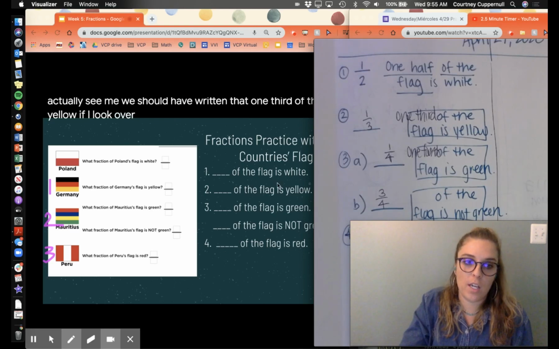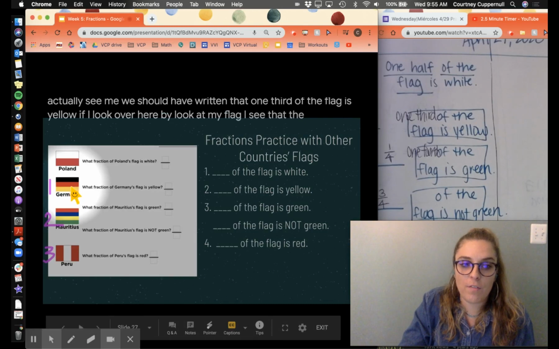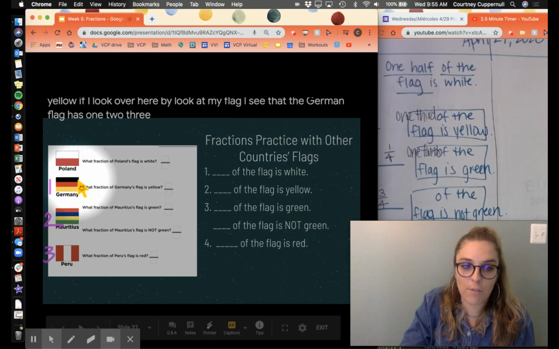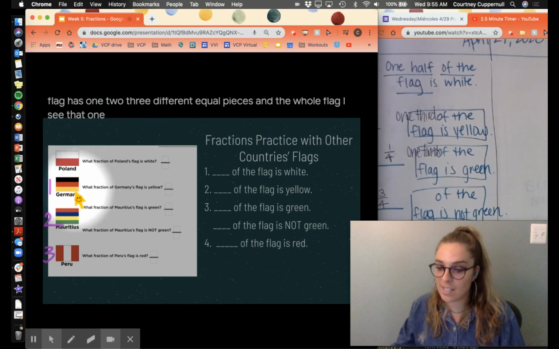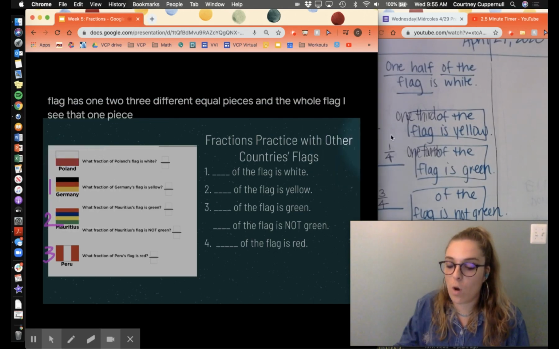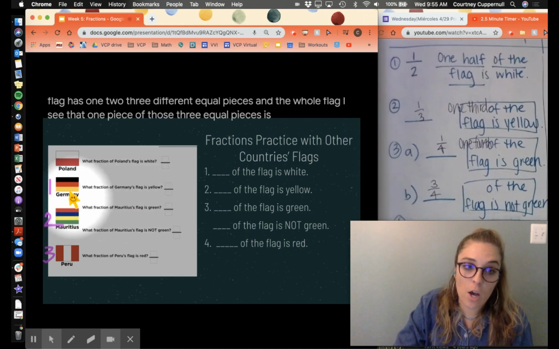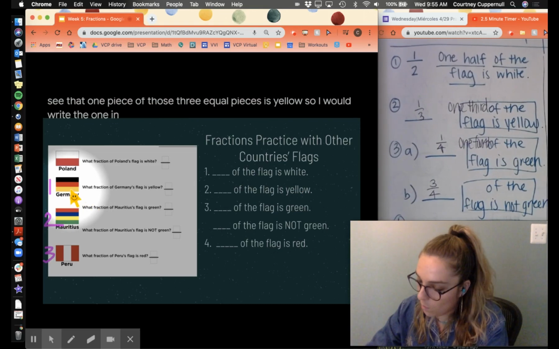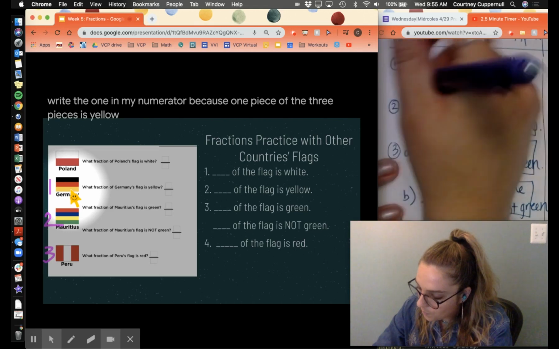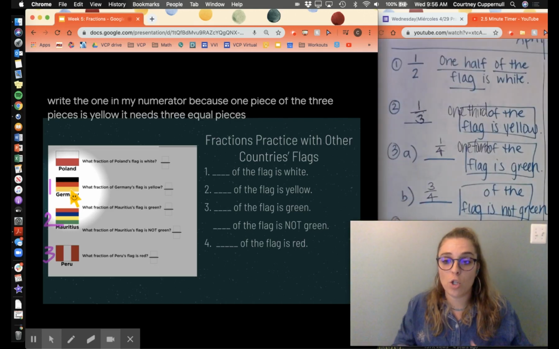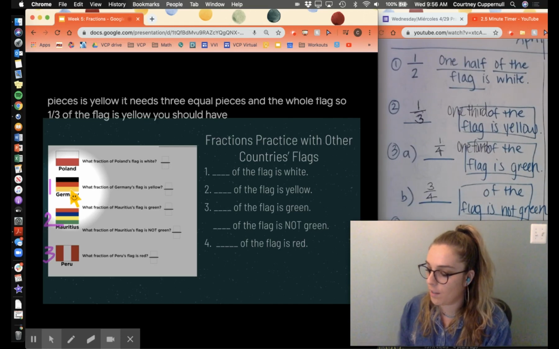If I look over here, if I look at my flag, I see that the German flag has 1, 2, 3 different equal pieces in the whole flag. I see that one piece of those 3 equal pieces is yellow. So I would write the 1 in my numerator because one piece of the 3 pieces is yellow. It needs 3 equal pieces in the whole flag. So 1/3 of the flag is yellow. You should have written this.